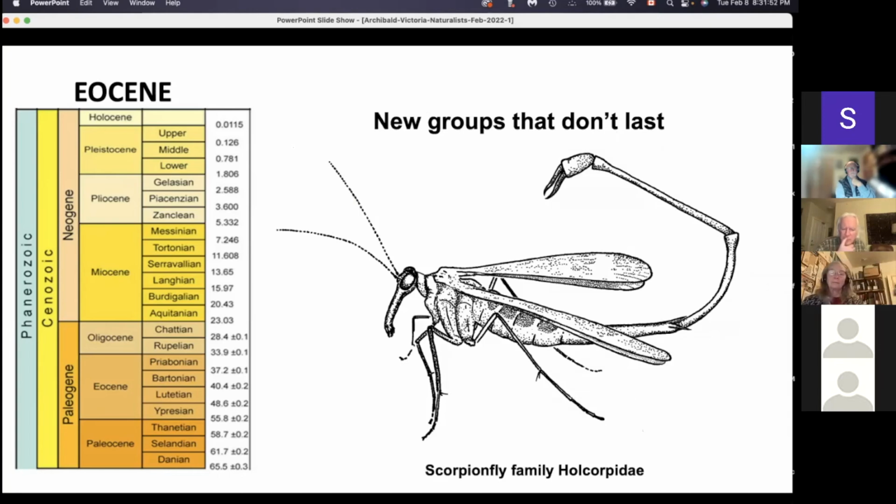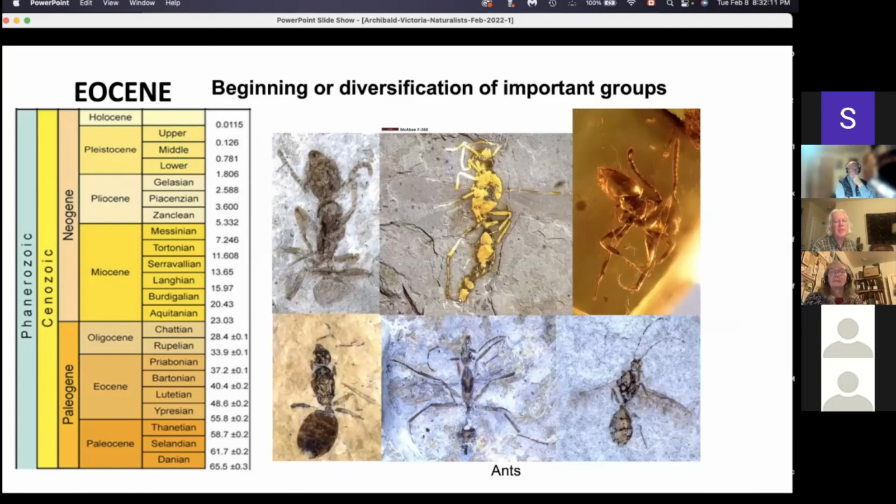A second group of insects are groups that appear in the Eocene and were gone by the end of the Eocene or shortly after, maybe in the Oligocene, the Miocene, et cetera. There's a whole group like this very weird scorpion fly here called Holcorpidae. And the third group is, of course, groups which either originate in the Eocene and then become a big deal today, or originated back in the Cretaceous but were a tiny little element in the communities and then suddenly blossom out and become a big deal in the Eocene to our modern day.